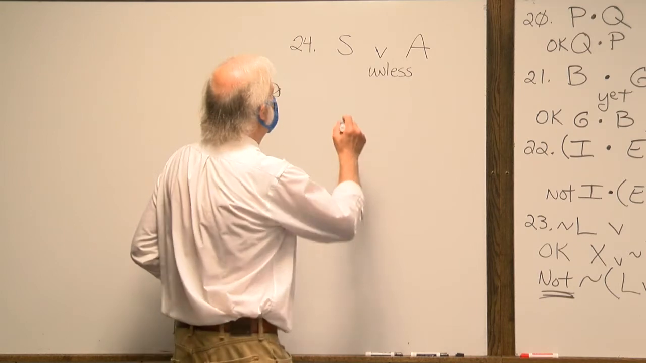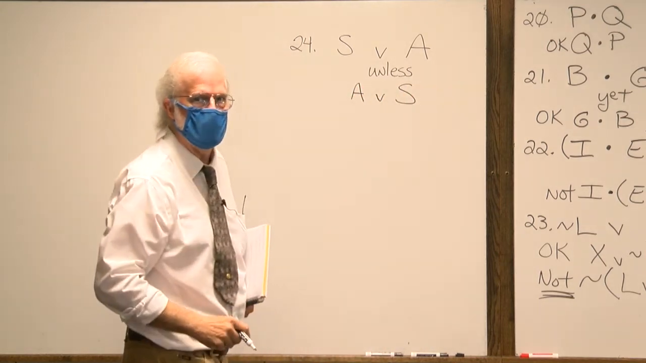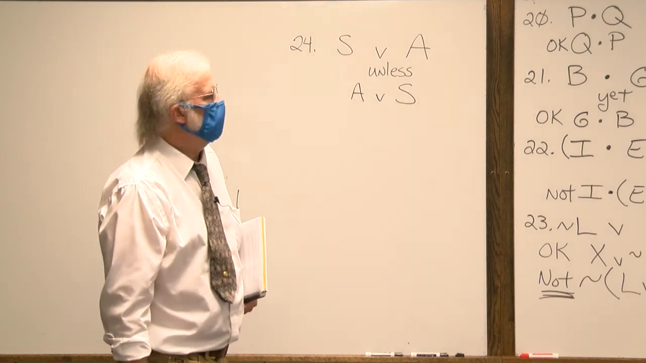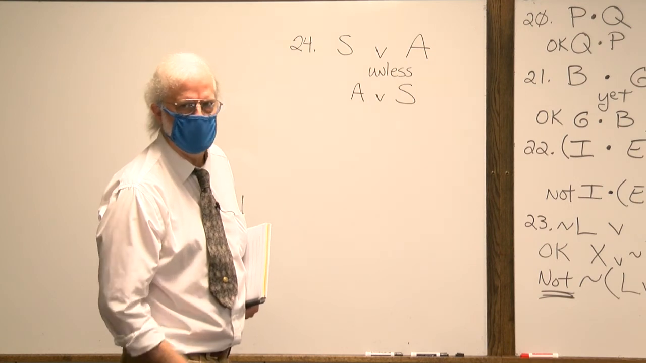Again, by the rule of commutativity, you could have A first and reverse the order around the wedge without any loss of meaning. And that would be a perfectly legitimate answer.